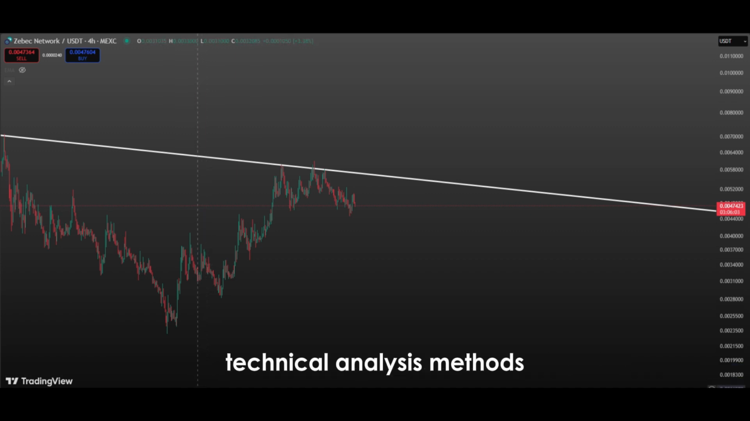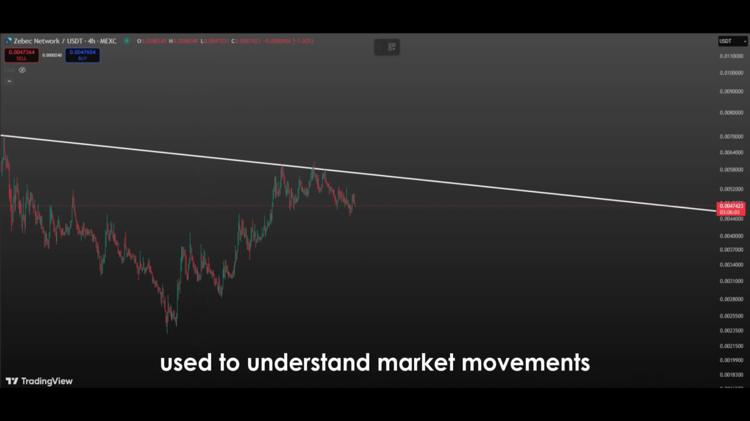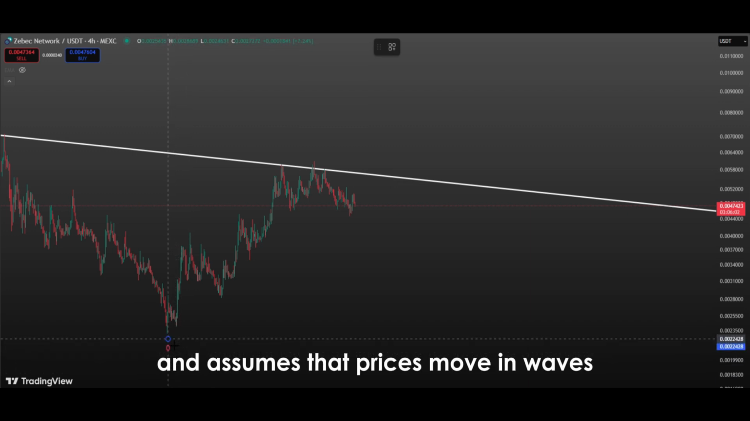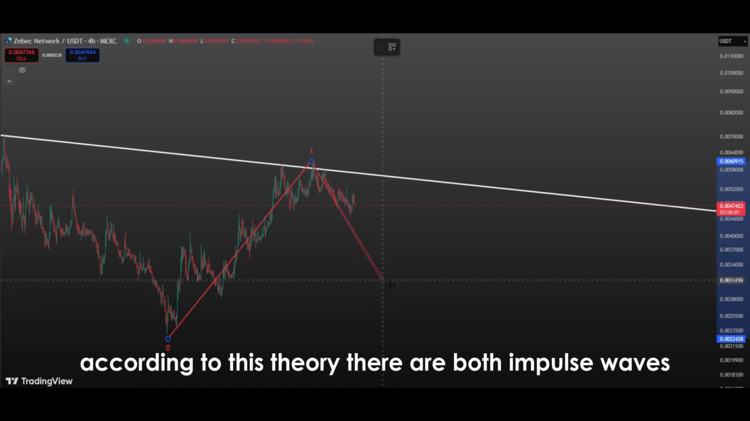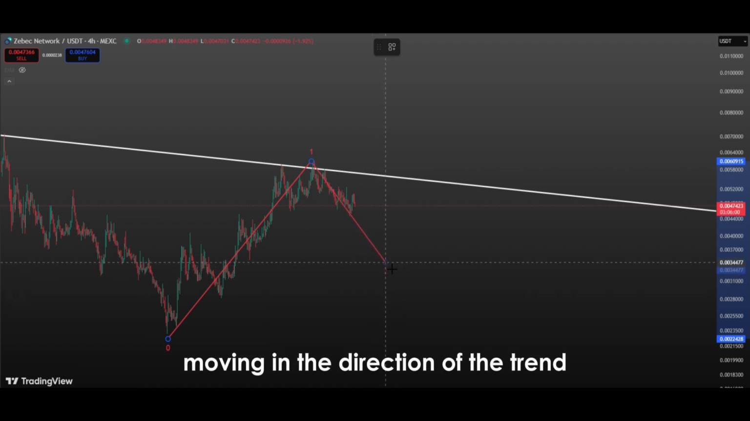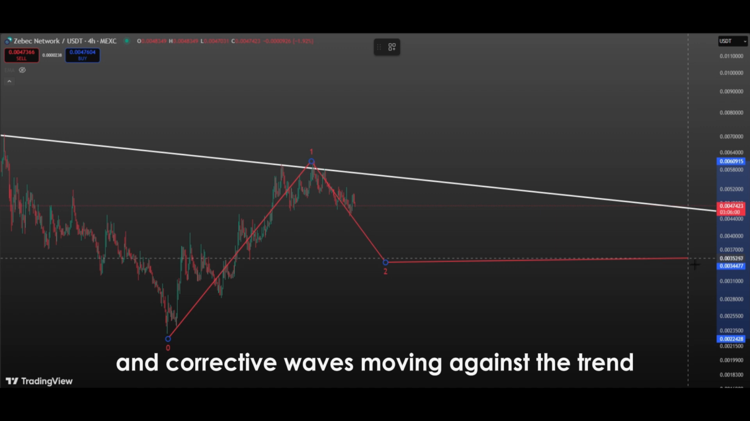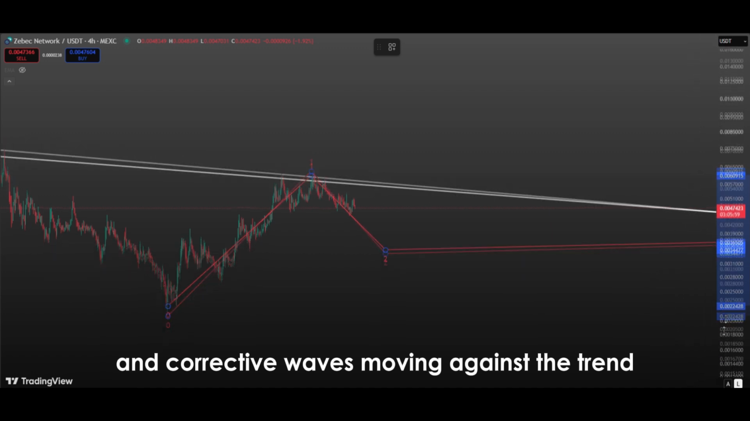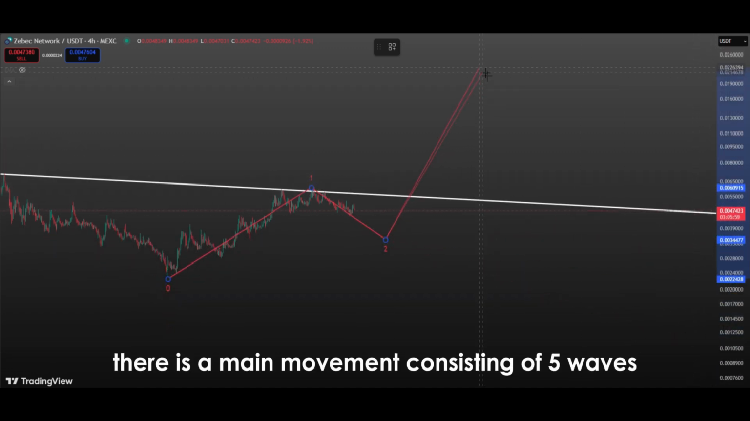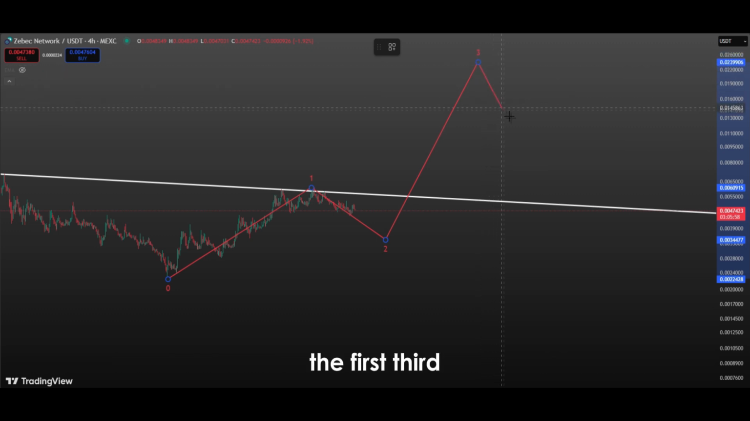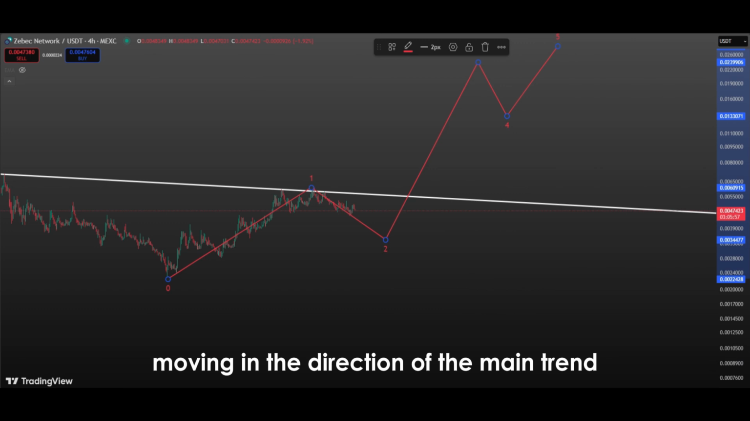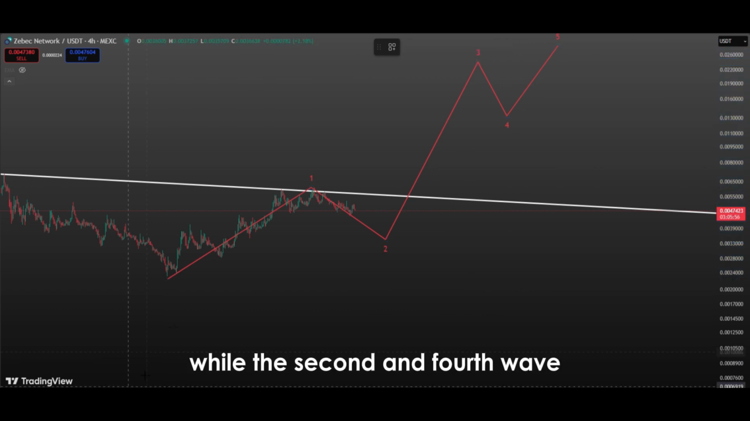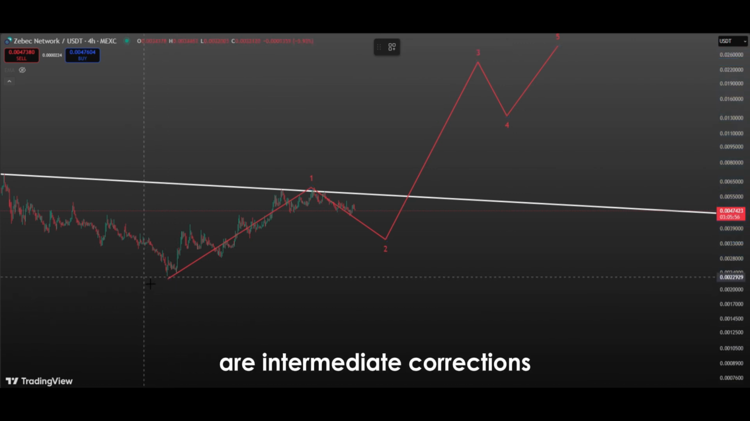The Elliott wave theory is one of the most comprehensive technical analysis methods used to understand market movements and assumes that prices move in waves within a certain structure. According to this theory, there are both impulse waves moving in the direction of the trend and corrective waves moving against the trend. There is a main movement consisting of 5 waves. The first, third, and fifth waves are impulse waves moving in the direction of the main trend, while the second and fourth waves are intermediate corrections.